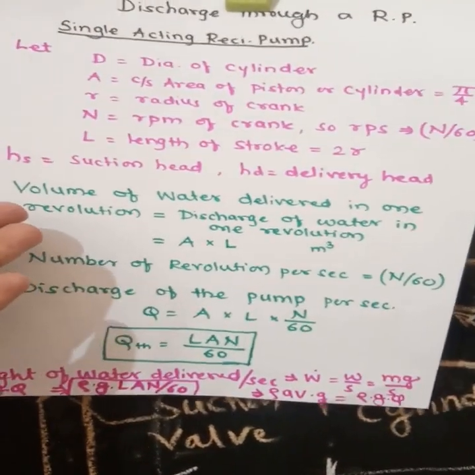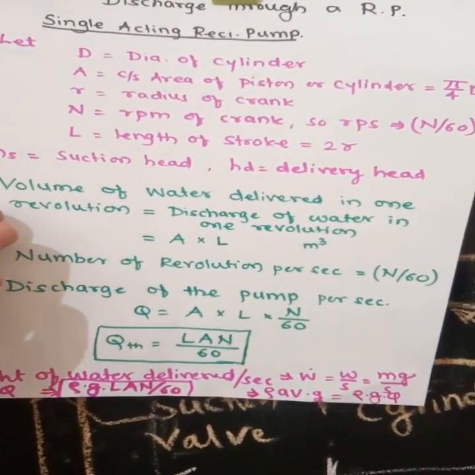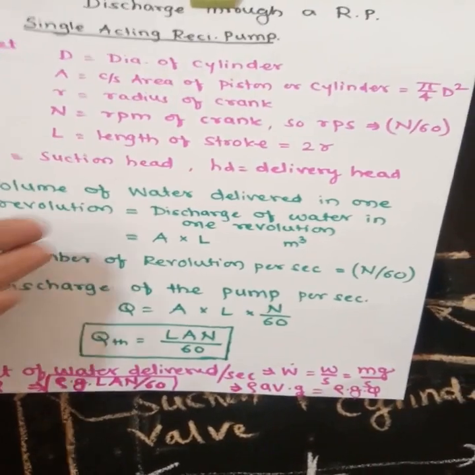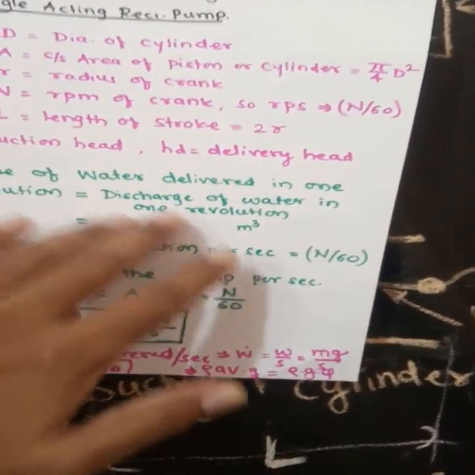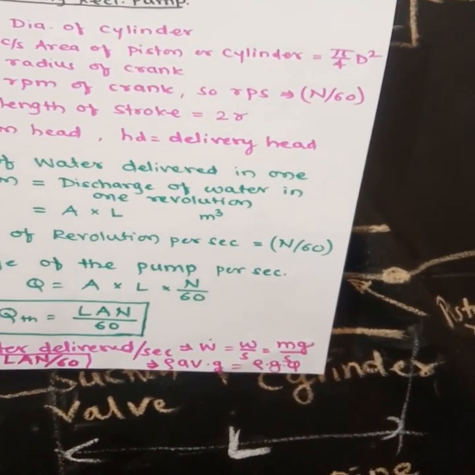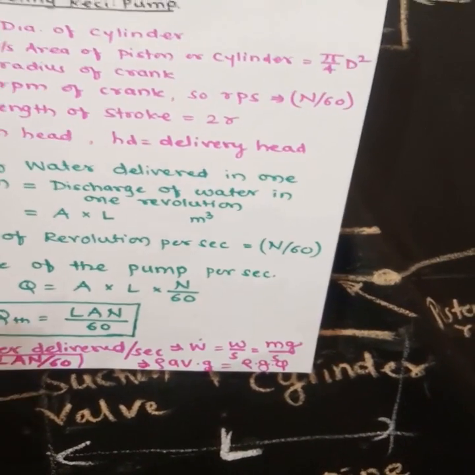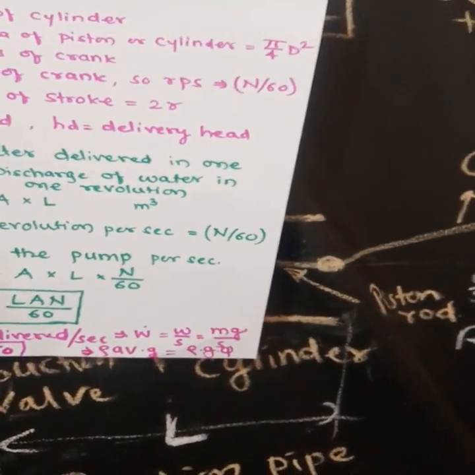Now we have discussed how much volume of water is delivered in one revolution. That equals the cross-sectional area multiplied by the length, and this is in meter cube. So the discharge of water in one revolution is 1 into A into L meter cube.